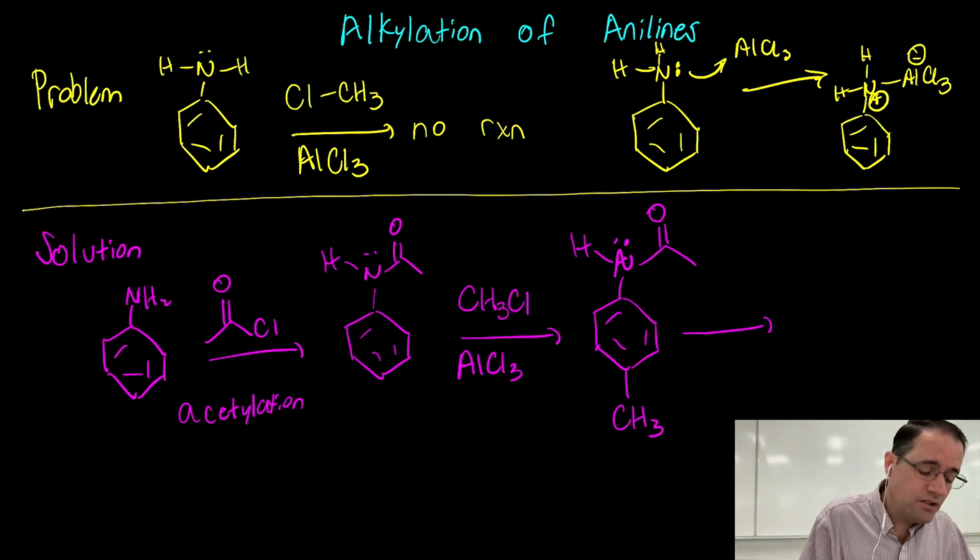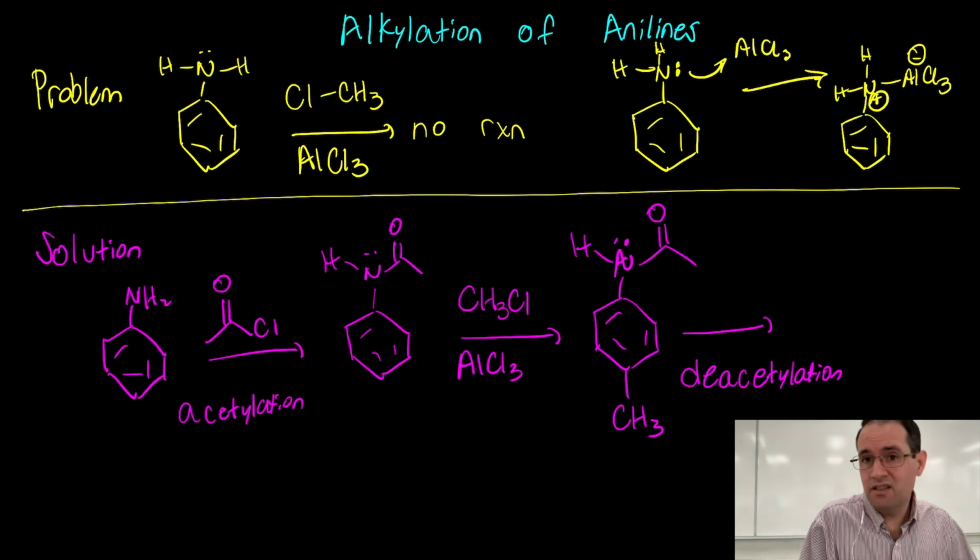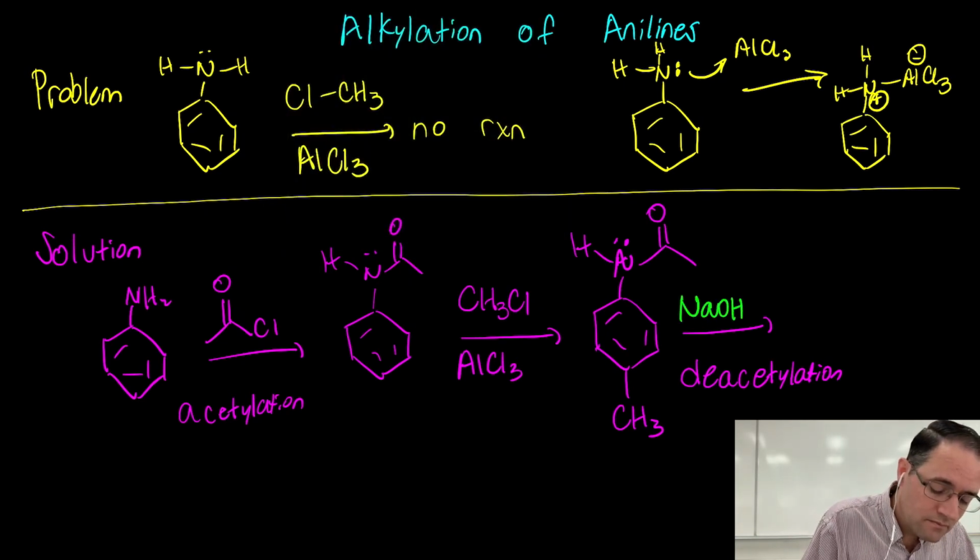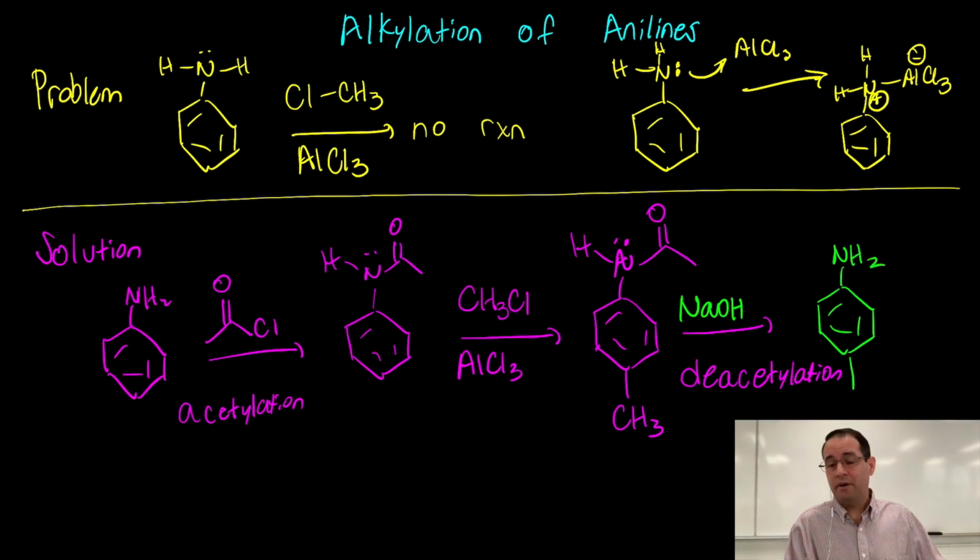And then I can do a deacetylation. And once again, you can do that with sodium hydroxide, for example. And that'll give you a nice methyl group at the para position, okay? So that's pretty cool. Those are nice reactions, all right? Let's go ahead and do a couple of practice problems here in the book. See what we got.